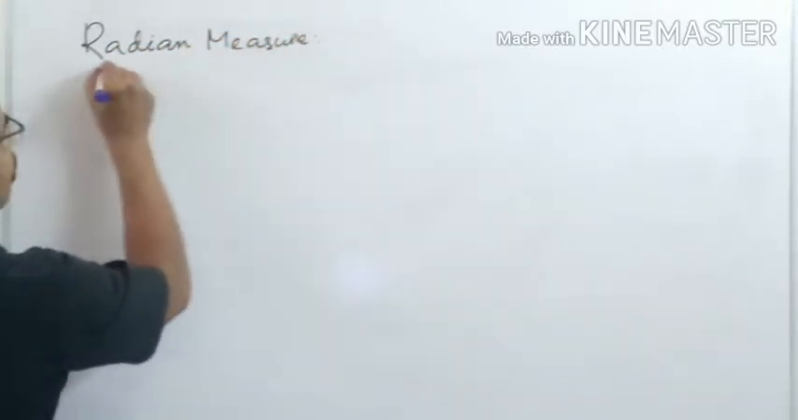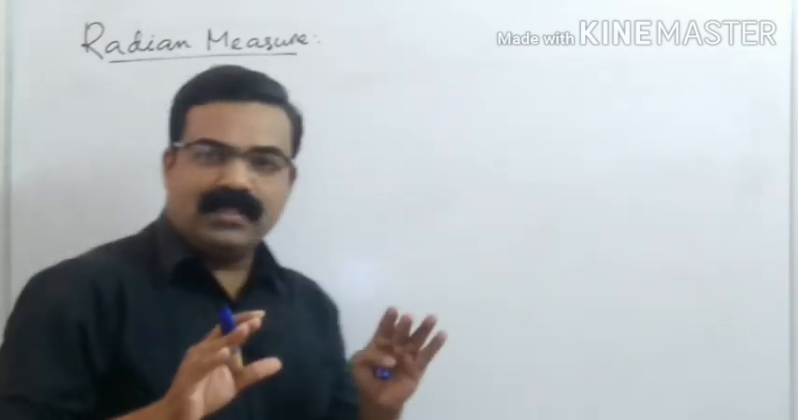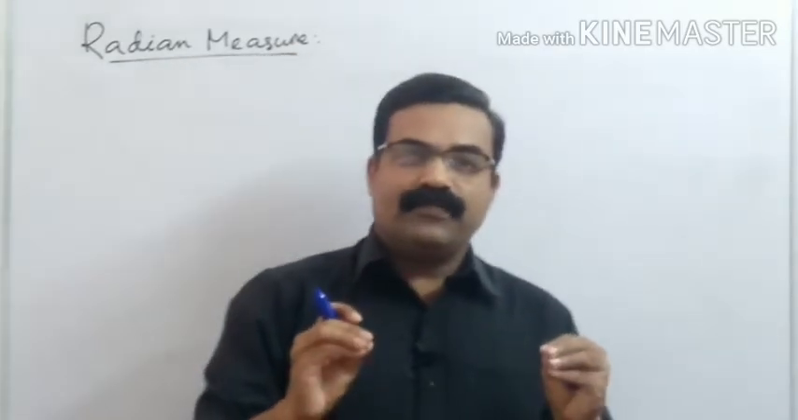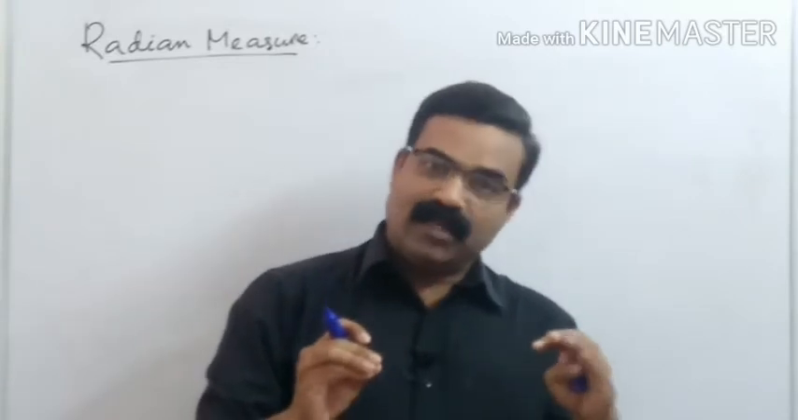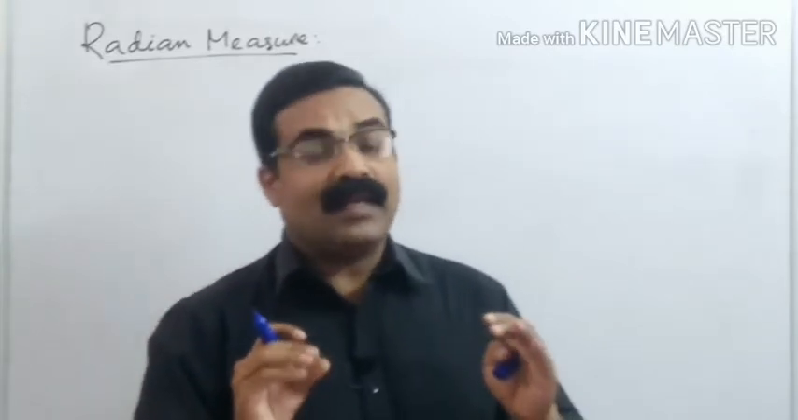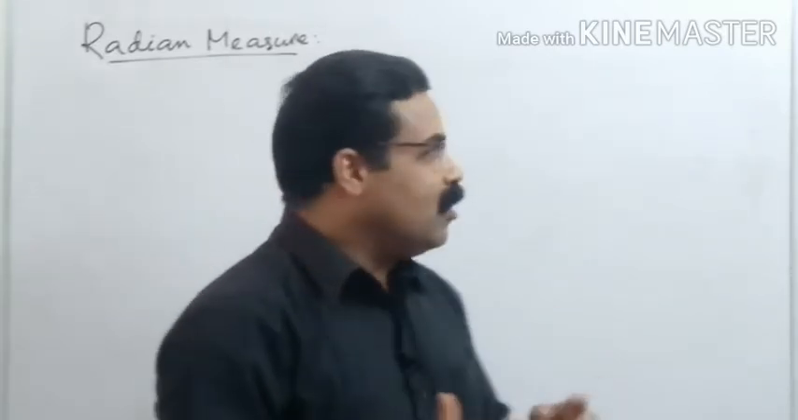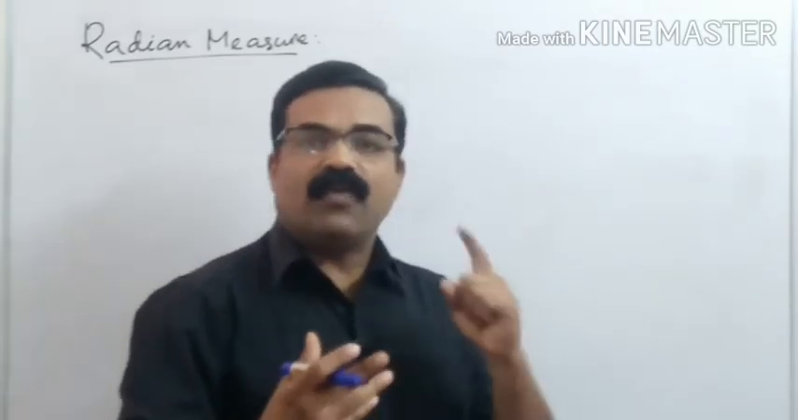So what is radian measure, students? Radian is a unit of angle. Angle can be expressed in terms of degree. Similarly, angle can be expressed in terms of radian also. So let us first understand what is 1 radian.